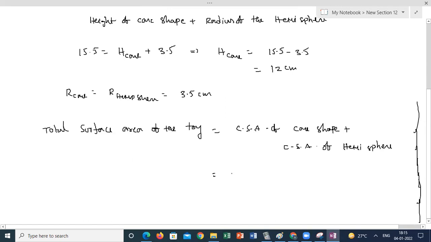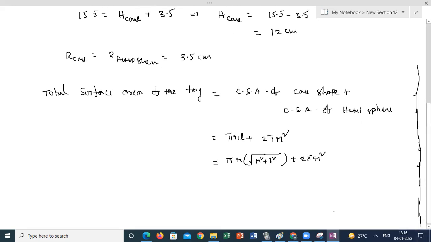This will be equal to the CSA of the cone. What is the CSA of a cone? Pi RL plus 2 pi r square. So here your job is to calculate the slant height, and after that proceed with the question. Calculate and let me know the answer. Pi RL means pi r into square root of r square plus h square, plus 2 pi r square. Now substitute all the values and let me know what final answer you are getting.